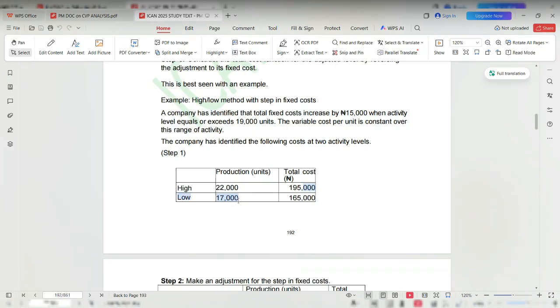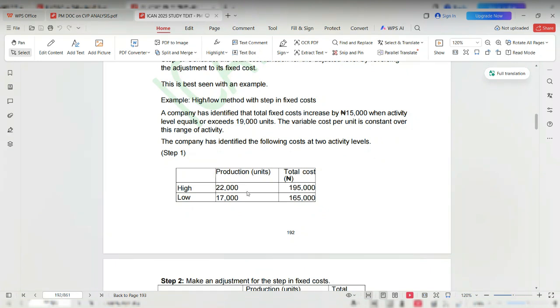Assuming they did not produce more than 17,000, assuming our highest was maybe 18,500 or 18,700 or even 18,900, there will not be a need for us to be adjusting. But because they have already produced more than that, more than 19,000, they have produced 22,000. And that is the reason we are now trying to adjust the cost.